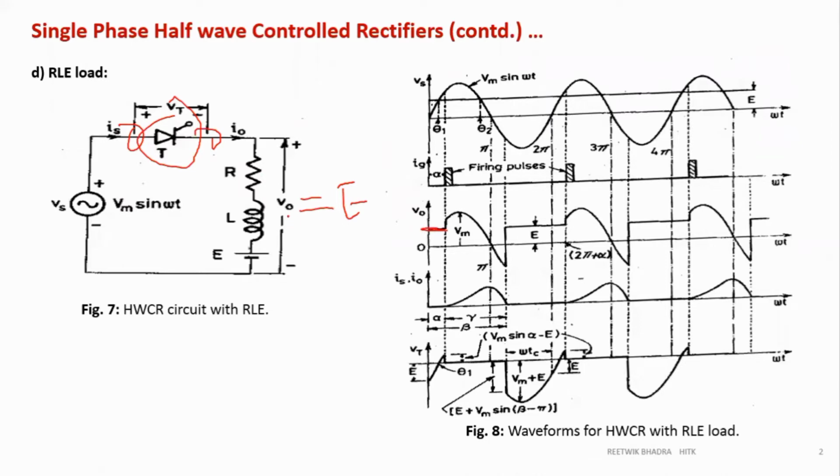Previously, when my thyristor was off, we were getting voltage 0 over here because our load was RL or R. But over here we have a separate voltage E. So when my thyristor is off, we are getting a voltage E over here. This magnitude is E.